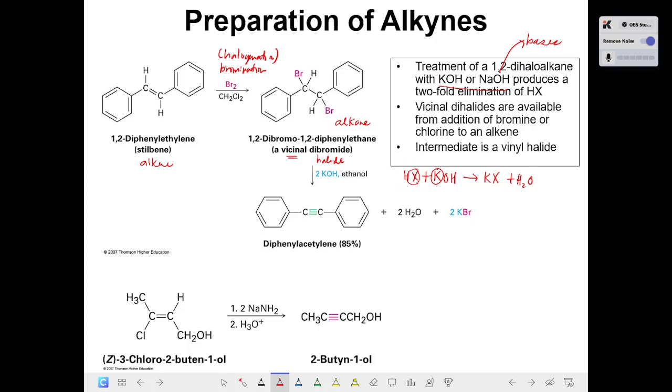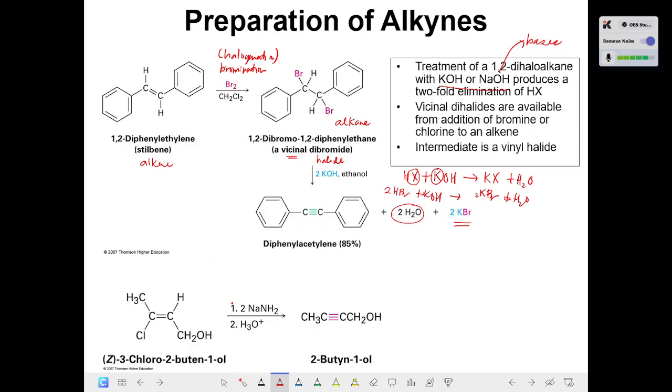yung HBr reacted with KOH to produce your KBr plus water. And since we have two HBr here na pwedeng nating alisin, so times 2 lang yan. Kaya dito sa reaction ay nagkaroon tayo ng production of 2 water molecules and 2 KBr or potassium bromide. And what happened? Ito yung mas importante. Nagkaroon tayo ng formation nitong triple bond dito.